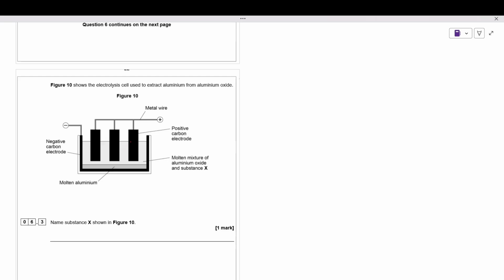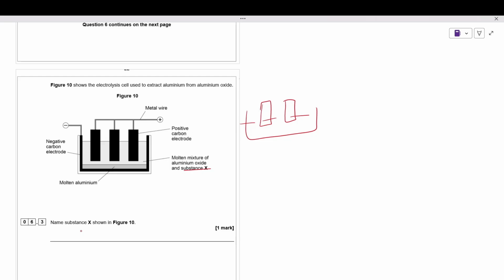Remember, for extraction of aluminum, it's not usually set up as the normal electrolytic cell that you're used to. It tends to go towards this method where we have our anodes over the top and our cathode lining right at the bottom and the sides of the container. We're going to name substance X. So we have a molten mixture of aluminum oxide and substance X. What is this substance X?